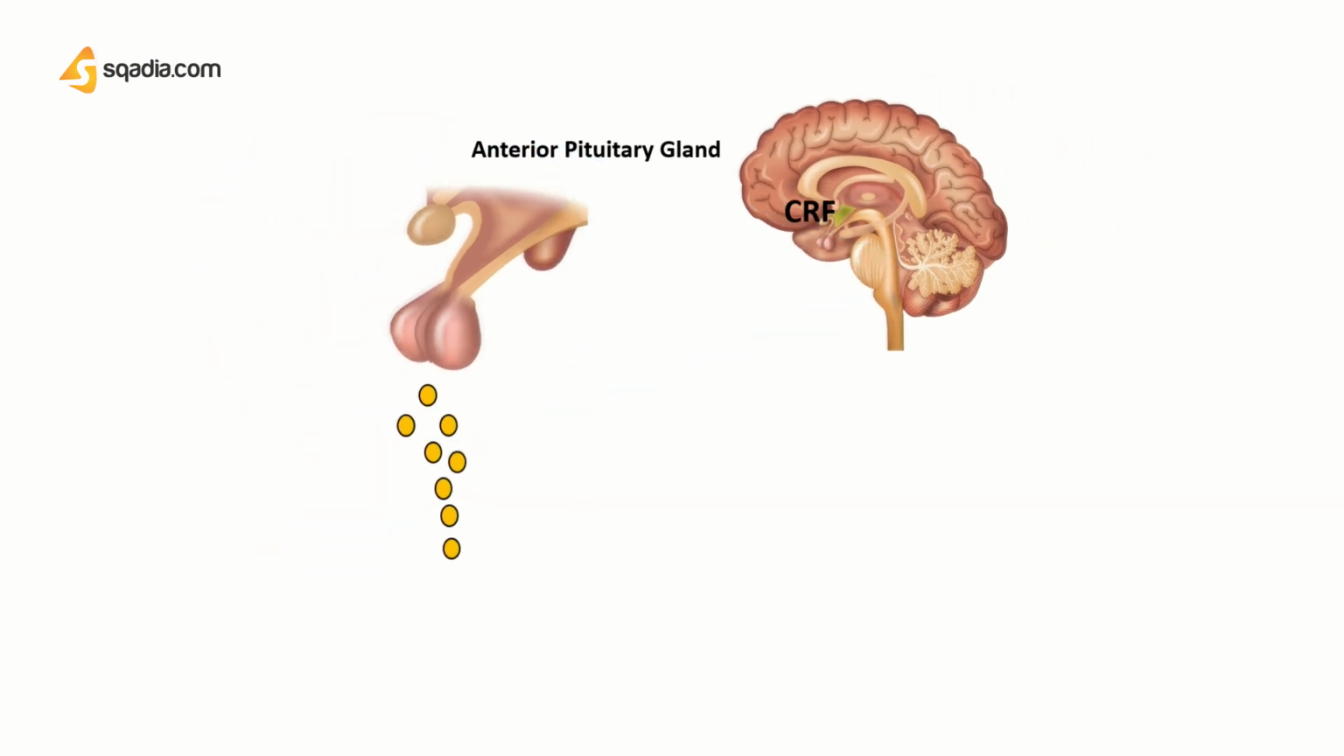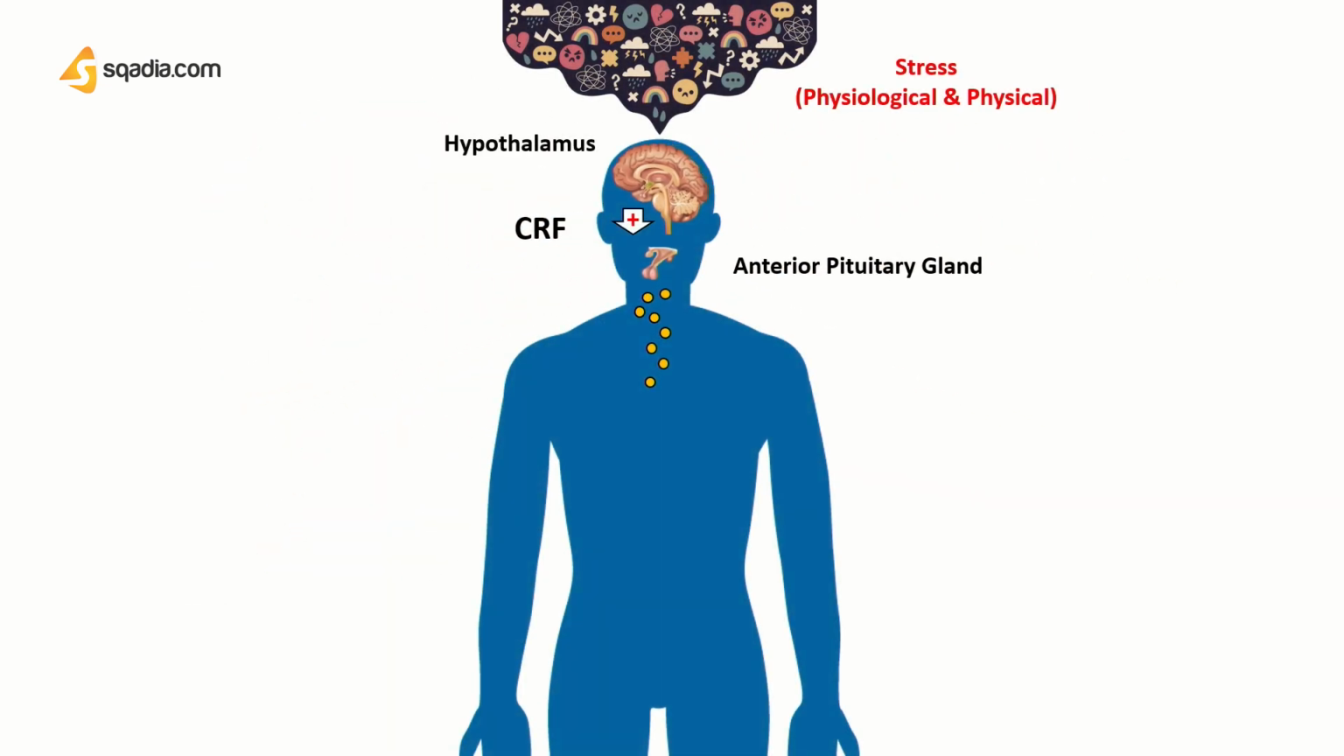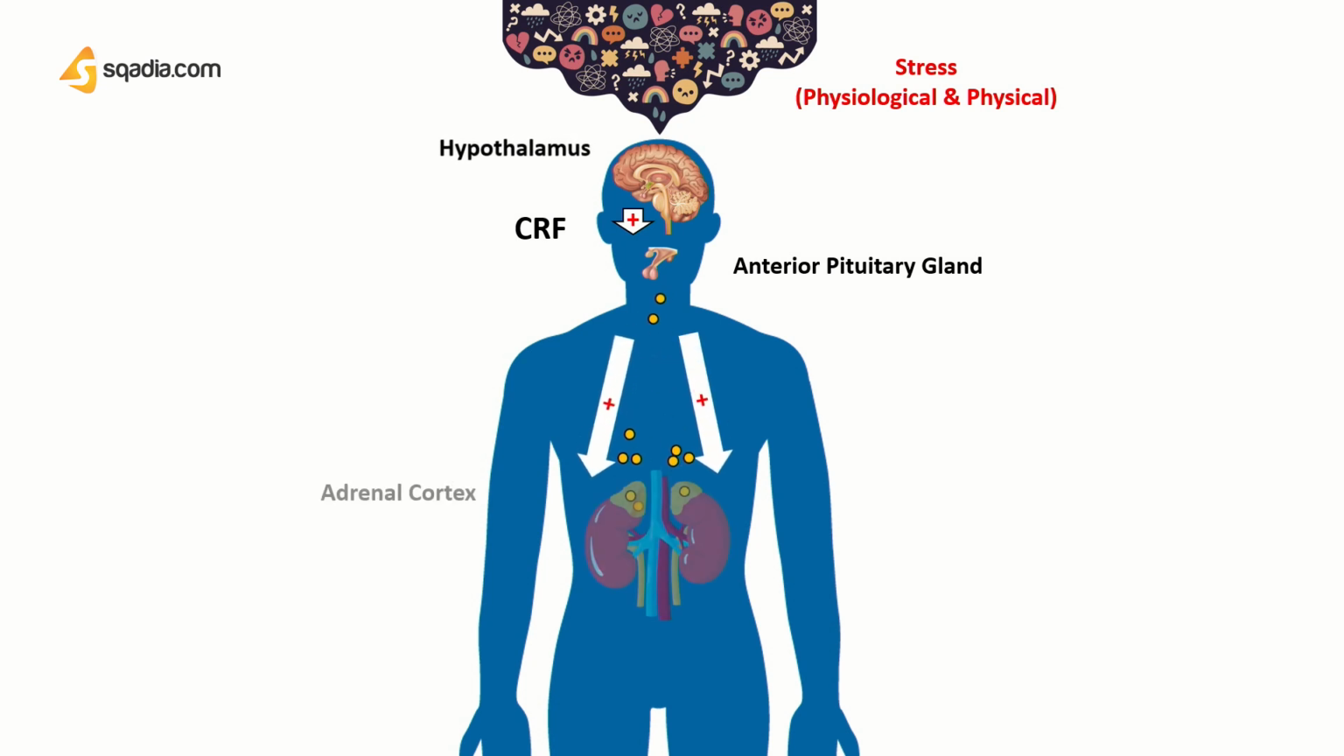Now, this ACTH will then enter the systemic circulation, where it will act on the adrenal cortex of the adrenal glands. Now, this will result in the production of adrenocorticosteroids. These will ultimately reduce the stress that was experienced by our body.